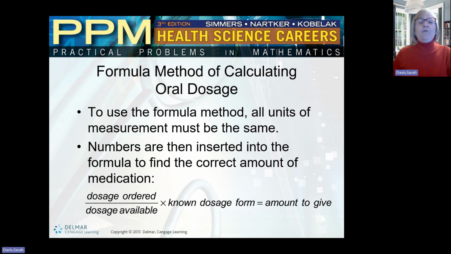Then we have the formula method of calculating an oral dose. In this case, all of the unit measurements also must be the same, and then you put the numbers into the formula to find the correct amount of medication. So the dose ordered over the dose available. For example, maybe the dose that was ordered was 100 milligrams, but the dose on hand is 25 milligrams. And then we have to know the known dose form, which tells us how much to be given. So all of those things go into that calculation.